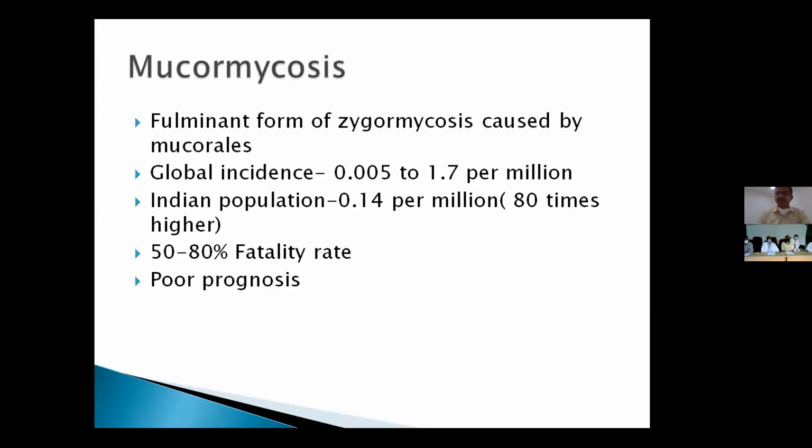One of the deadliest infections is what we are going to talk about today, which is mucormycosis. This is a fulminant form of zygomycosis caused by the Mucorales family. Though the global incidence is very low, ranging from 0.005 to 1.7 per million, in India it is about 80 times higher than the global incidence, which is 0.14 per million. It has a fatality rate ranging from 50 to 80%, and the prognosis is very poor.